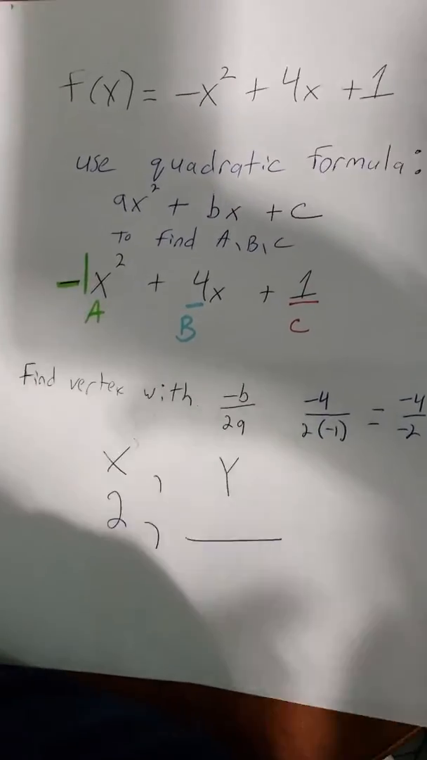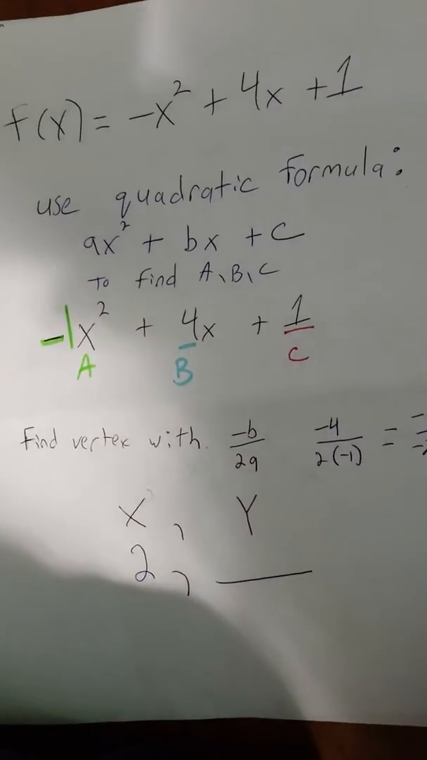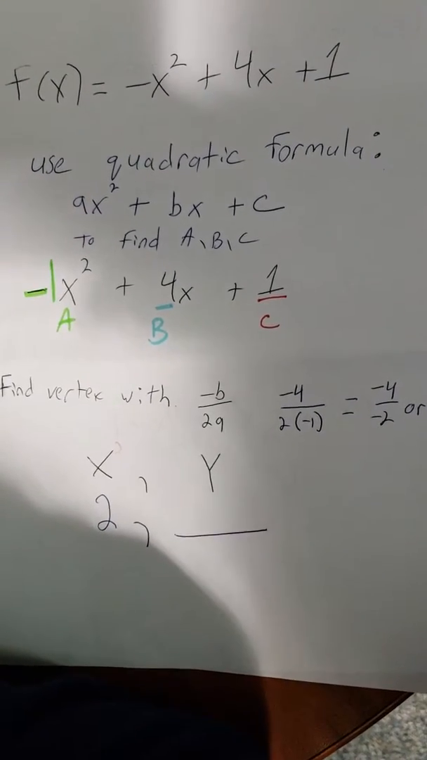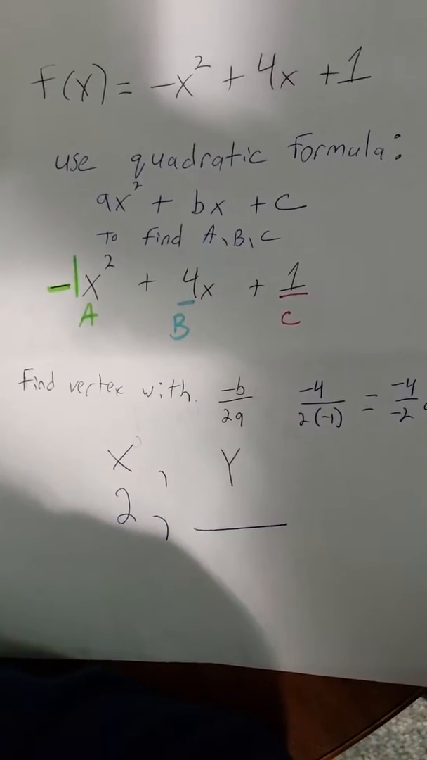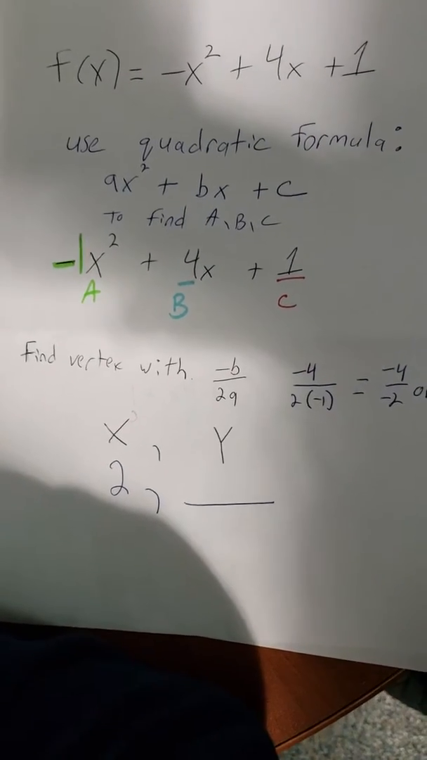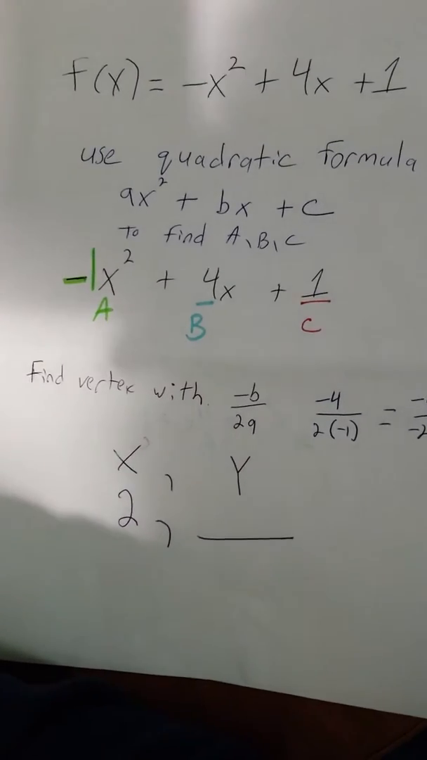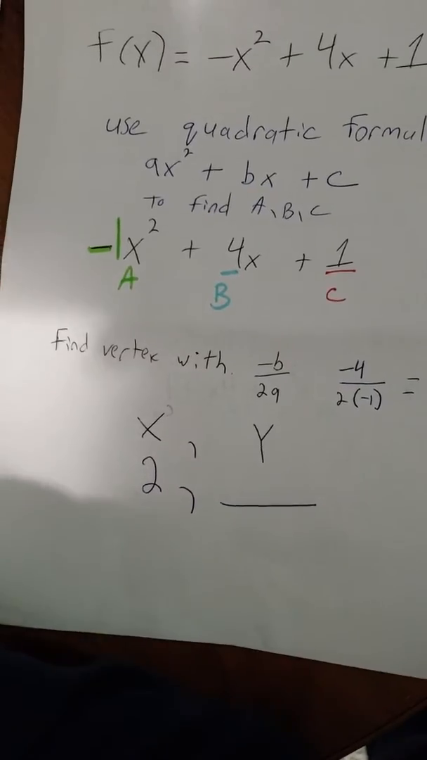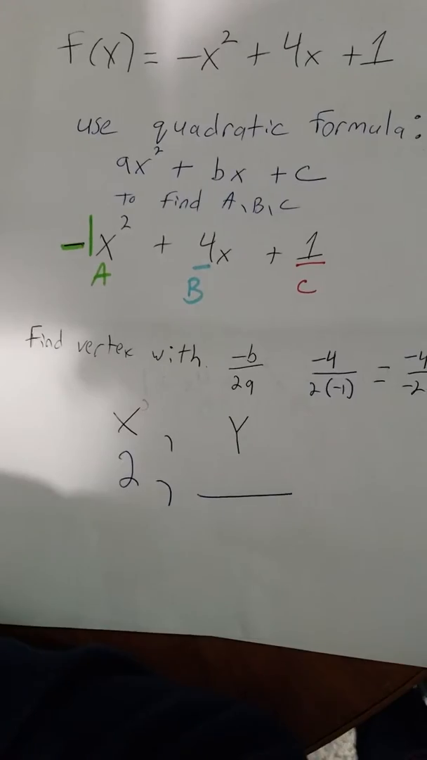Now we're going to solve to find the vertex. f of x equals negative x squared plus 4x plus 1. We have to use the quadratic formula, which is ax squared plus bx plus c, to find a, b, and c. So we're going to identify negative x squared as our a. We're going to identify the 4x as our b. We identify that the 1 is our c. So now we're going to find our vertex using the negative b over 2a formula.